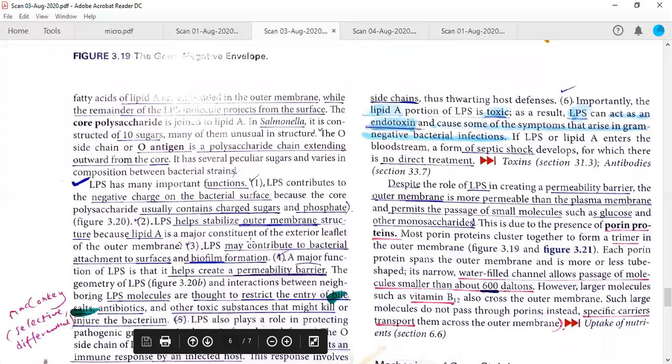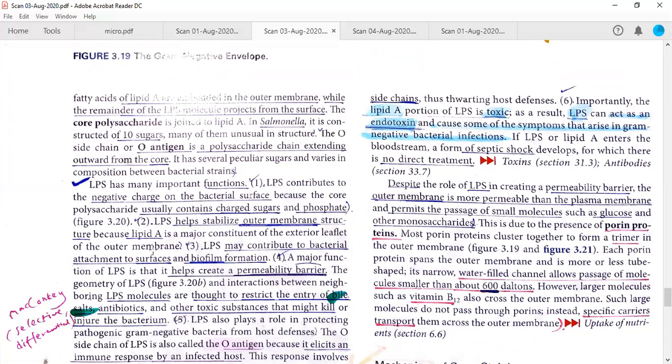Therefore, this LPS may contribute to bacterial attachment to surfaces and formation of biofilms. You know biofilms? Certain bacterial species can survive inside a plaque-like structure. This is called a biofilm. Generally, more than one bacterial species is found in biofilms.